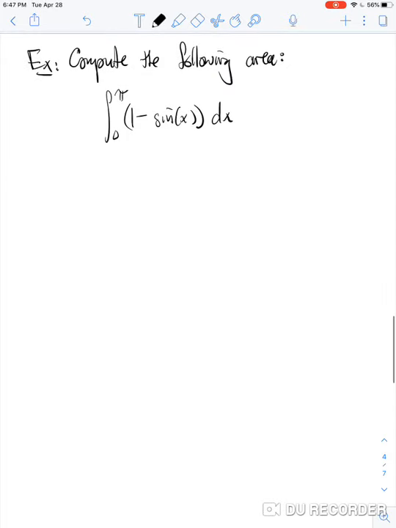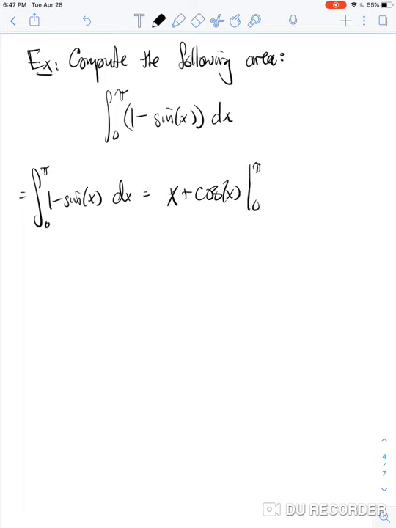So we can actually compute the following area as well, right? We know the antiderivative of trig functions, so I'll just go ahead and keep this. We'll just do the antiderivative in one step here. So the antiderivative of 1 would be x, and the antiderivative of negative sine would be a positive cosine. So here I'm evaluating this from 0 to pi. Plugging in pi, I would get pi plus cosine of pi, minus 0 plus cosine of 0.